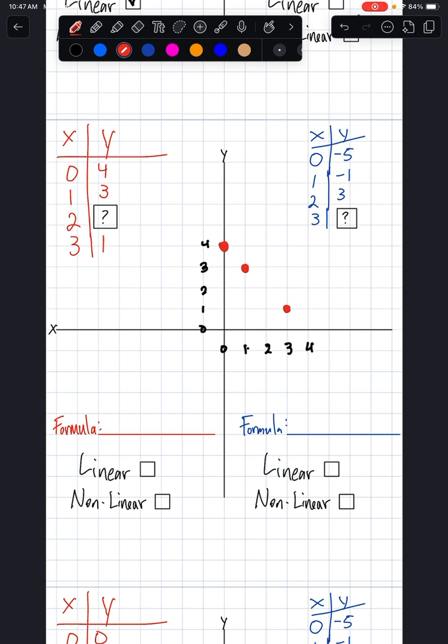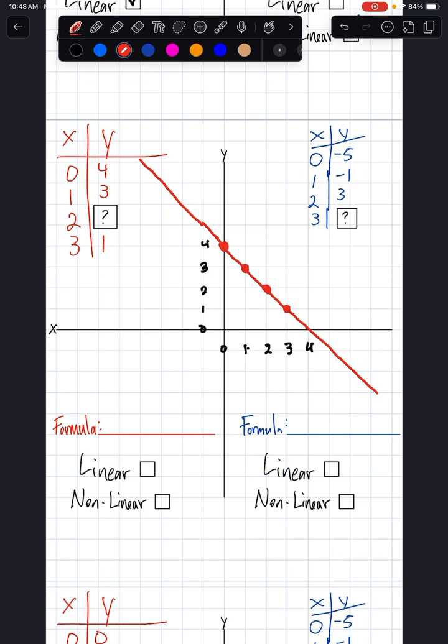So where do you guys think the next point's going to be? You can point at the screen or something. I'm sure that you'll get this one, but it is going to be right there. And that makes our line like this. And it just continues this way, all the way. Okay, so that's our line.